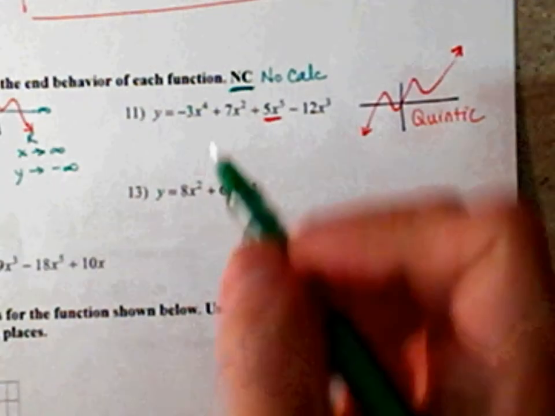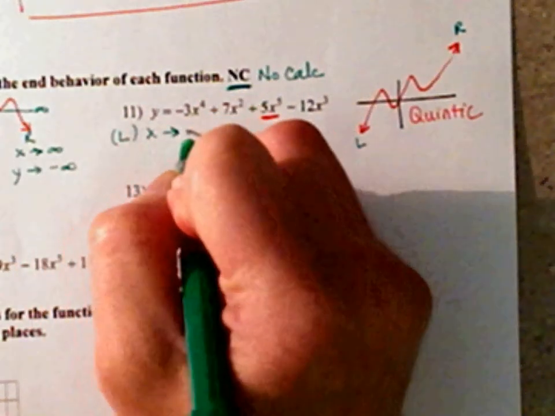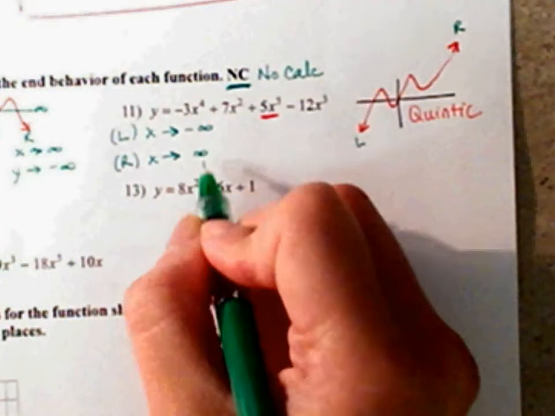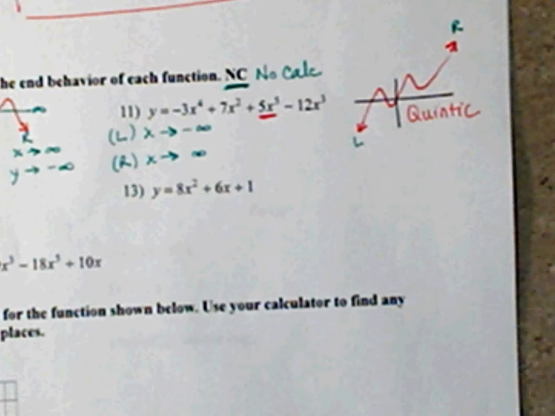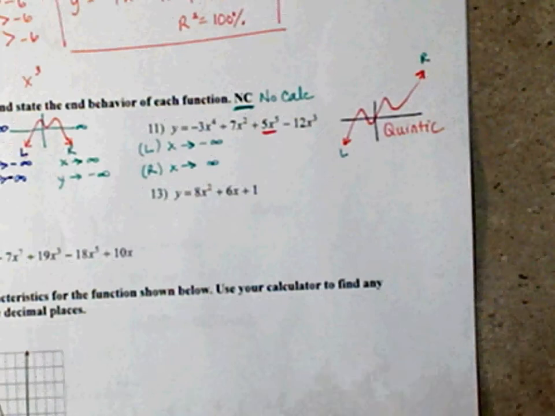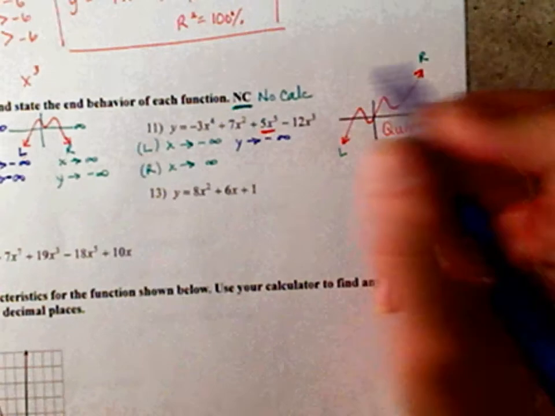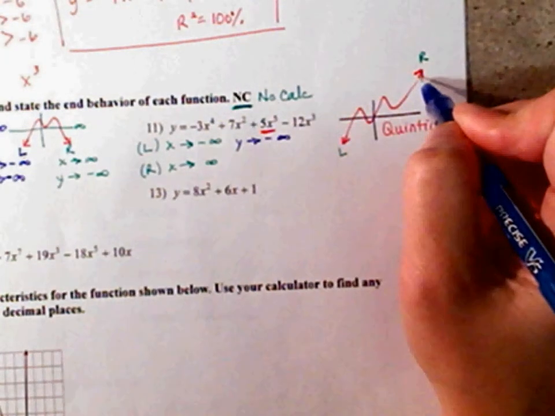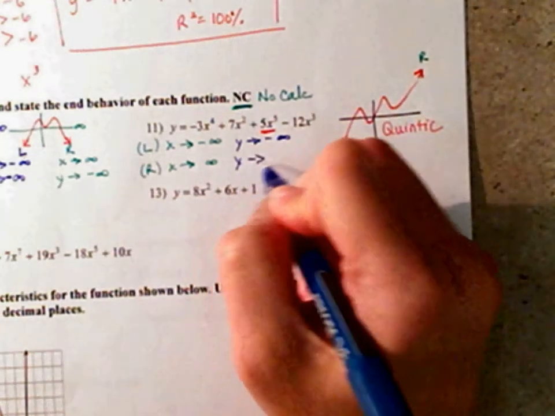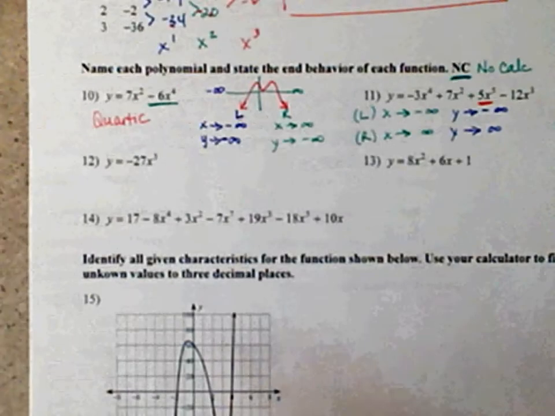All right, here's your left, here's your right. Left end behavior: as x is approaching negative infinity, right end behavior. Do you notice you always write these two? Okay? All right. Now let's take a look. As x is heading west, it's also heading south. So y is approaching negative infinity. Look at your right. As x is approaching east, it's heading north. And north is positive infinity. Okay? All right.